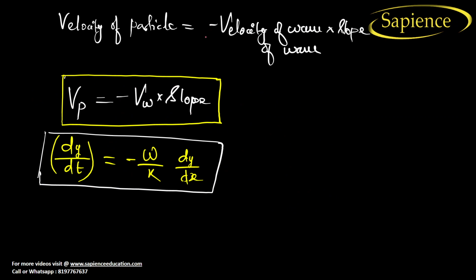One more thing is very important. The velocity of the particle is equal to the negative of the wave velocity into the slope of the wave. That is, Vp is equal to minus V into the slope. So this equation can be used to solve the problem.